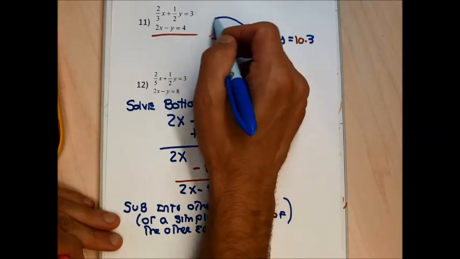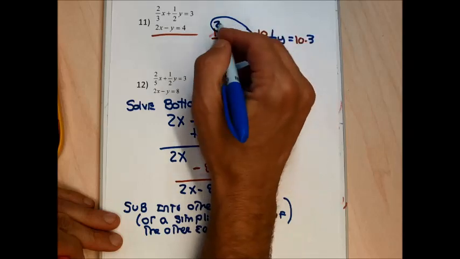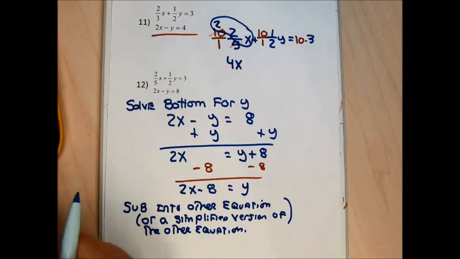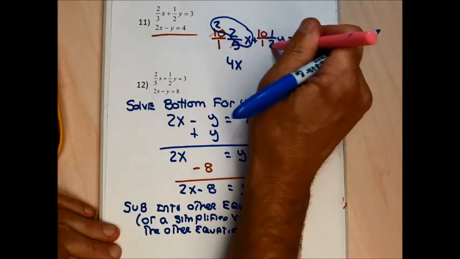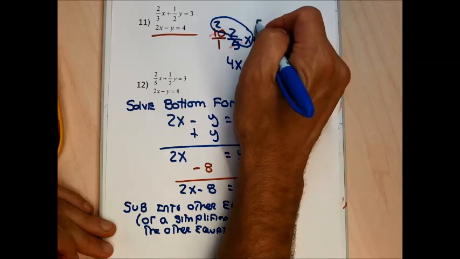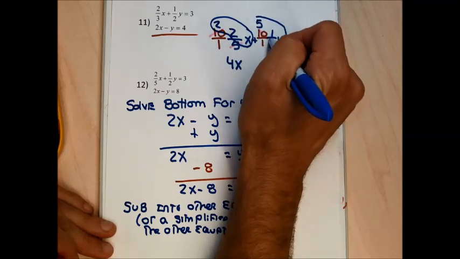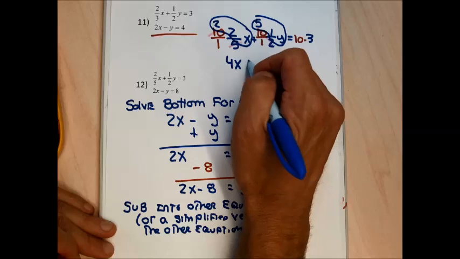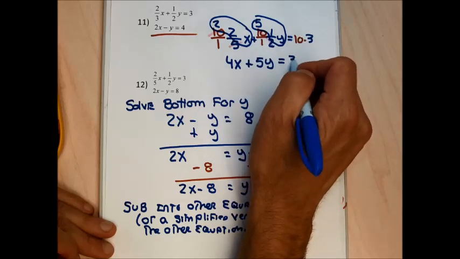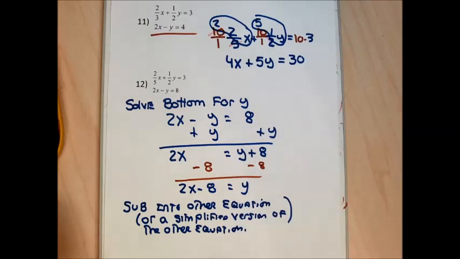And now I'm going to multiply 2 times 2 times x. 2 times 2 is 4, and I have the x left over. Second canceling, I'm going to cancel the 10 with the 2. The 2 is going to go away, the fraction will be gone, the 10 will turn into a 5, and I'll multiply 5 times 1 times y and get plus 5y, and then 10 times 3 is 30. So this is what I'm going to substitute into.